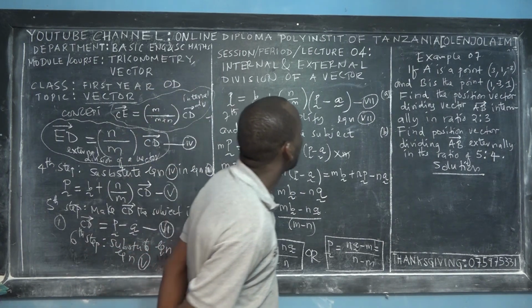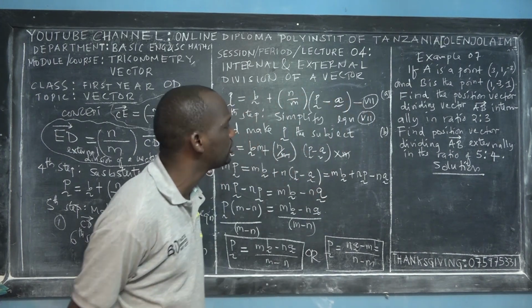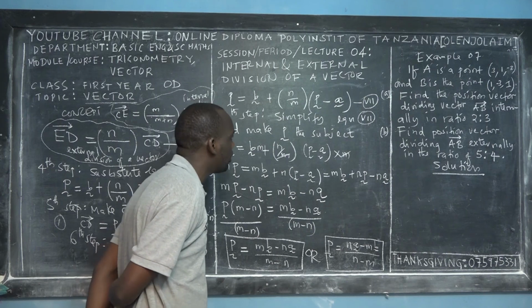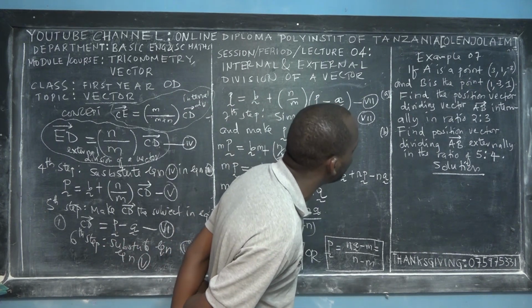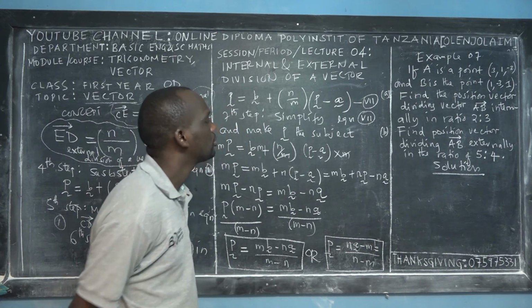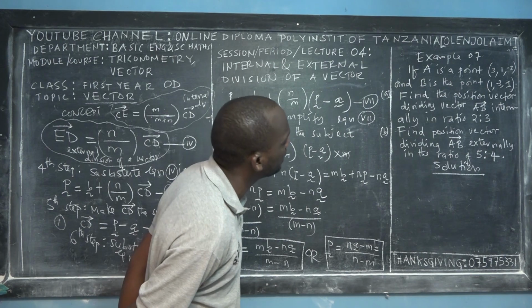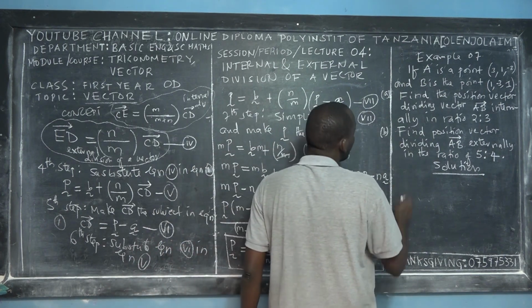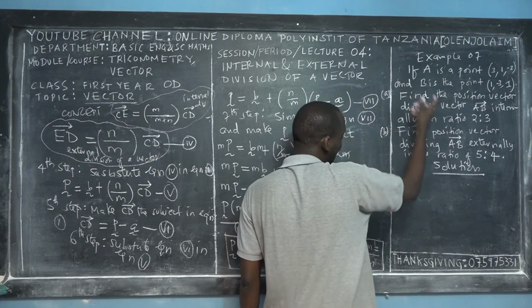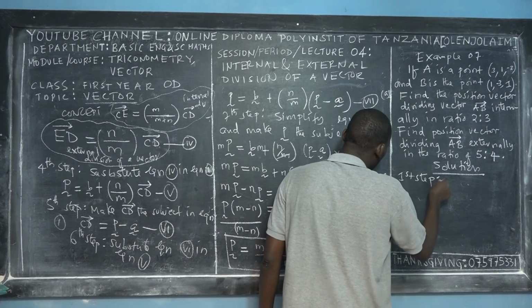So you say that if A is the point 3, 1, negative 2, and B is the point 1, negative 3, 1, find the positional vector dividing vector AB internally in ratio 2, 3. And find the positional vector dividing AB externally in this ratio. So solution. We'll be given those points, right? So the first step, we'll be given those points.